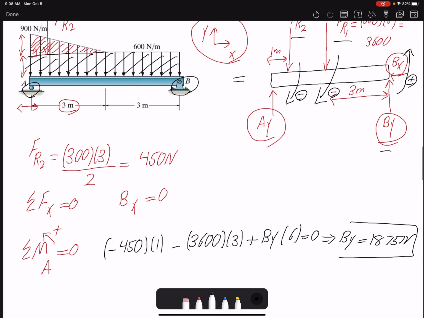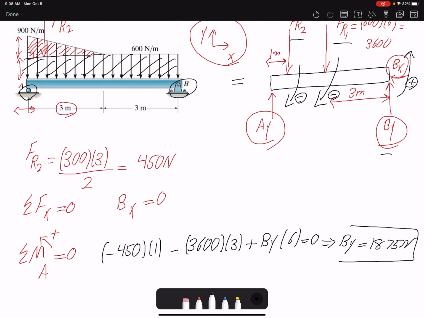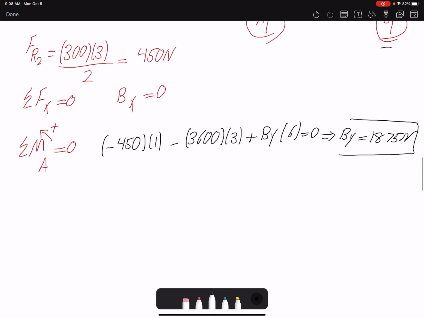Now that I found BY, I can write summation of forces in Y and find AY, the other unknown, or I can write a moment equation about B and find AY, whatever you are more comfortable with. If you solve more problems, then you will have a vision of which one to use, which one is easier for you. So the trick is solving many problems.